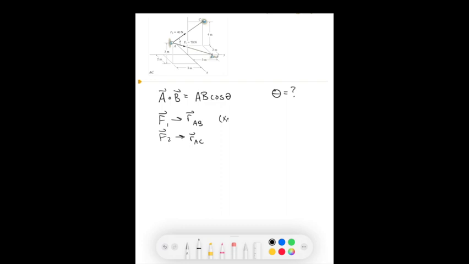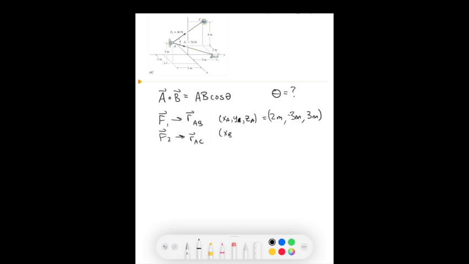So we'll start by finding the x, y, and z of point A. We see that point A is 2 meters in the x direction, 3 meters negative in the y direction, and 3 meters in the positive z direction.